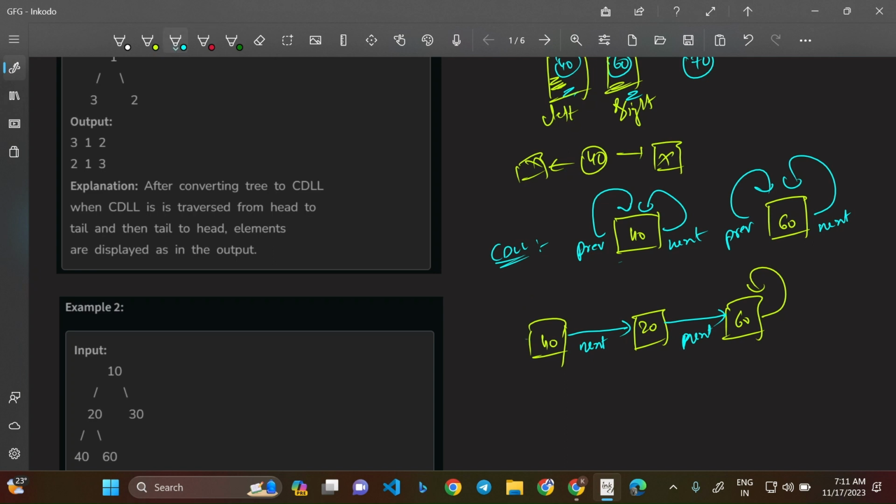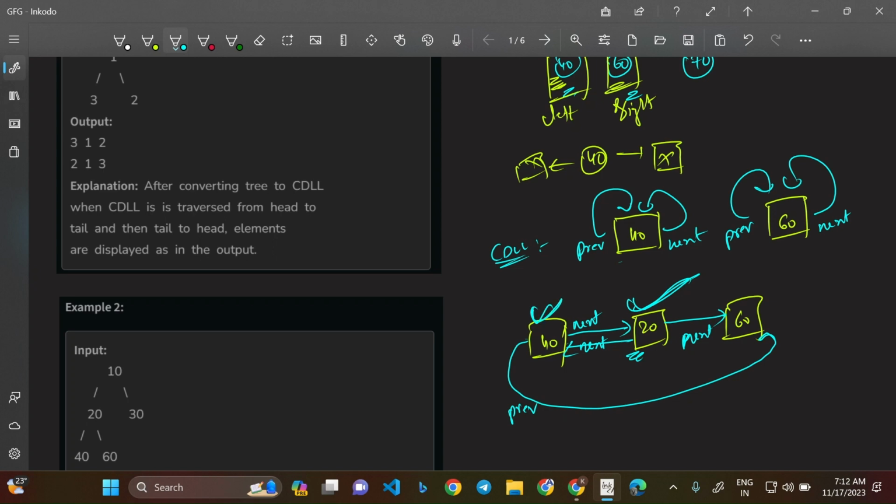Now 40's next has been satisfied. What is yet to be satisfied? 40's previous. Now 40's previous would be pointing to 60. And what is still yet to be satisfied? We have satisfied 20's next, and 20's left. What is 20's left? 20's left would be 40. So 20 is completely satisfied. And 40's next is 20, 40's previous is 60. Even 40 is satisfied.